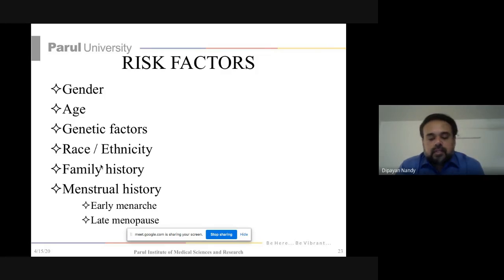The next factor is, of course, the menstrual history. I guess you guys are aware that breast cancer is primarily considered a disease of a hyperestrogenic state. So the longer the female is exposed to an estrogenic state in her lifetime, the more is her chance of developing breast cancer. So that is why a person with an early menarche, an early onset of menstruation, and a late menopause, that is the late stoppage of menstruation, the longer the duration of active menstrual period of the female, there is a higher chance of her having a breast cancer.